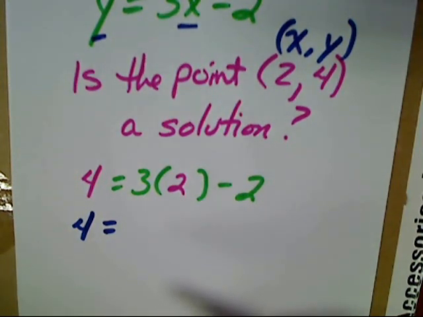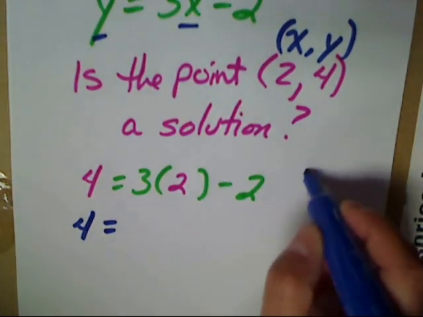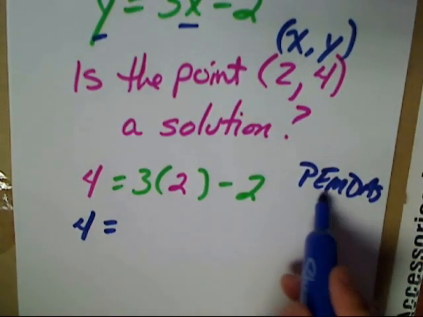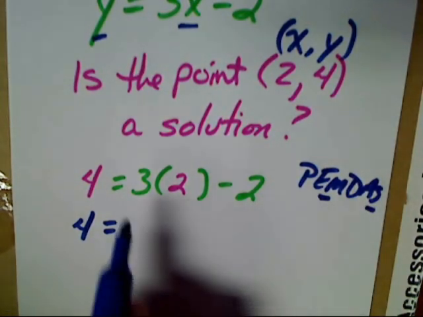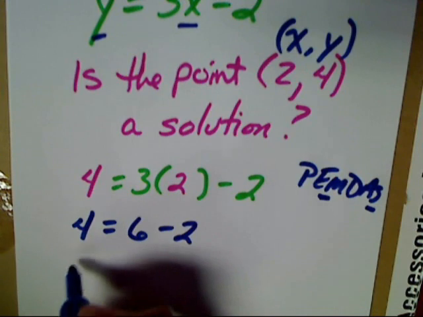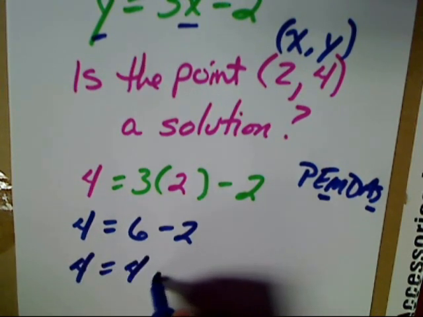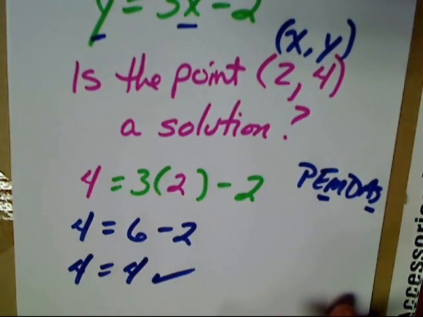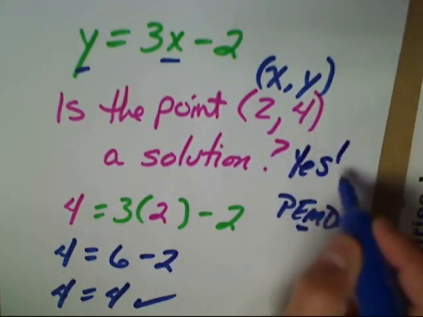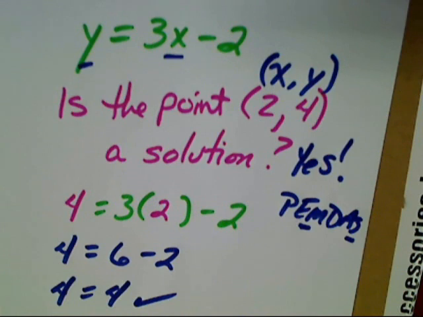And I have subtraction. According to our order of operations, PEMDAS, please excuse my dear Aunt Sally, we do the multiplication before we do subtraction. So 3 times 2 is 6. 6 minus 2, sure enough, is 4. Therefore, it checks. What does that tell me? Is that point a solution? Yes, it is.